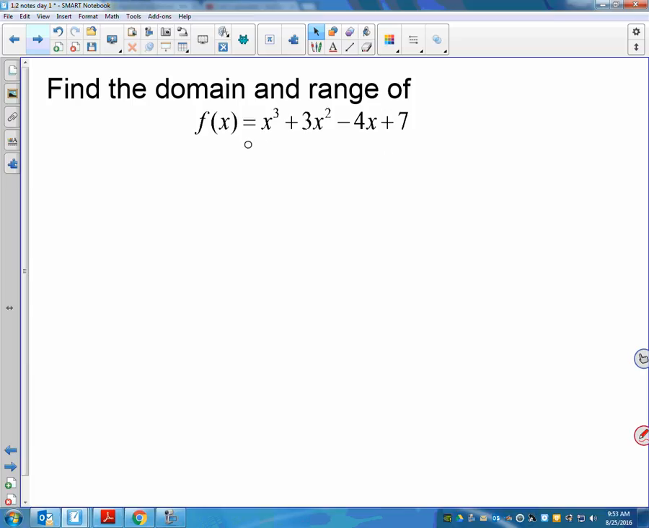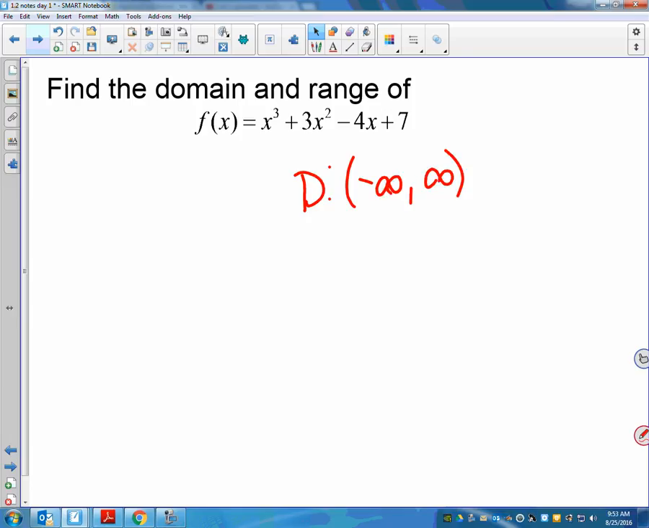Is there any x value I'm not allowed to plug in here? There's nothing in the denominator, there's no square roots. If there's nothing that says I can't plug a number in there, I can't divide by 0 because there's no fraction, that means the domain is all real numbers. So don't let that one trick you, because sometimes we spend so much time talking about the restricted domains that we forget that all polynomial functions have a domain of all real numbers.